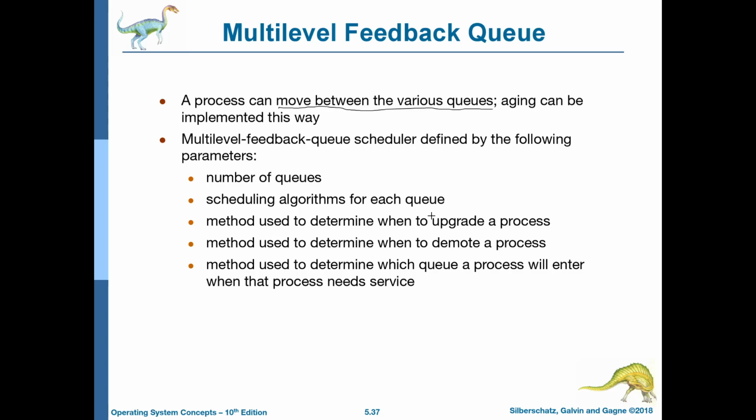There's an algorithm that actually determines when to upgrade a process, and what method will be used to determine which queue a process will enter when the process needs servicing. When I run a job, how does it know which queue to put that particular job in? Well, there must be an algorithm to help deal with that.